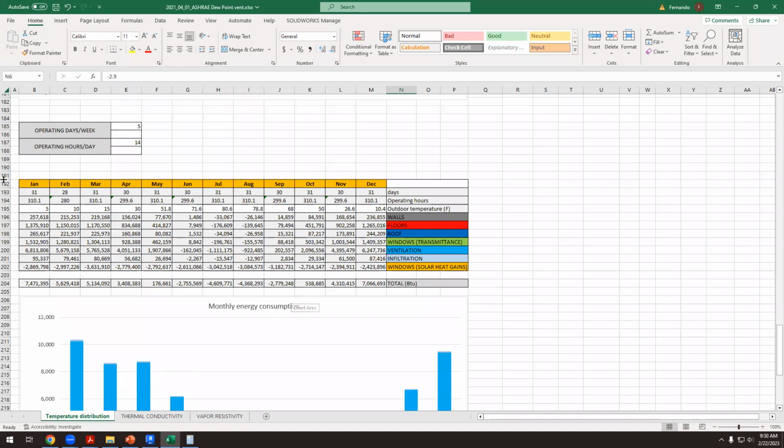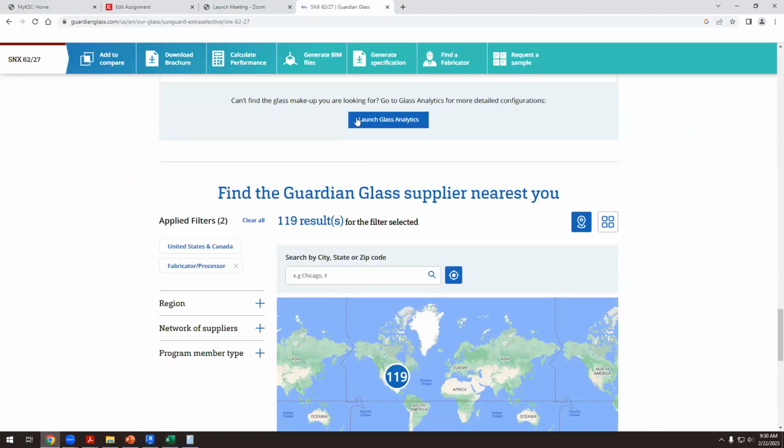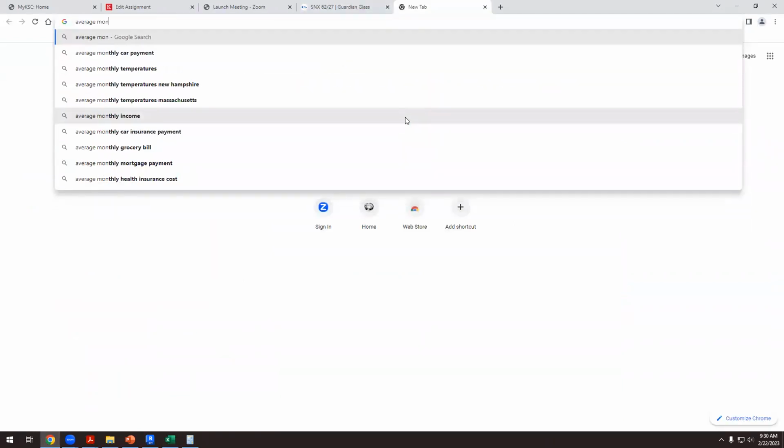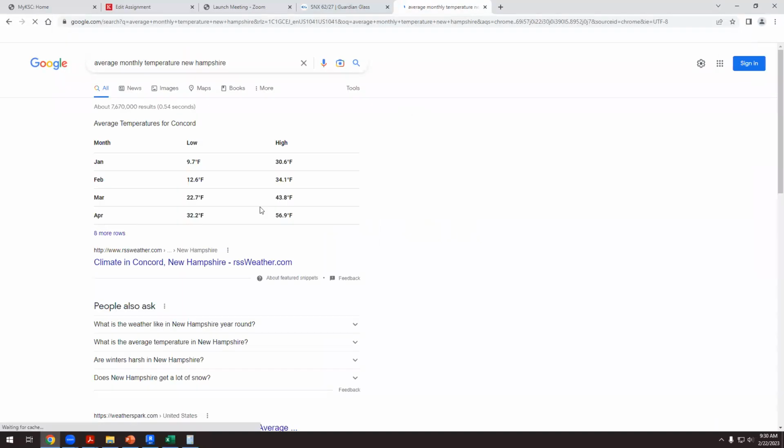Okay, so this is not professional because we have to type here. So I would type the average temperature of January, the average temperature of February. So there would be days that it's colder than 5 Fahrenheit, but there would be some days in January that it's about 5 Fahrenheit. So I have used here the average monthly temperature. So we can find this average monthly temperature in New Hampshire.